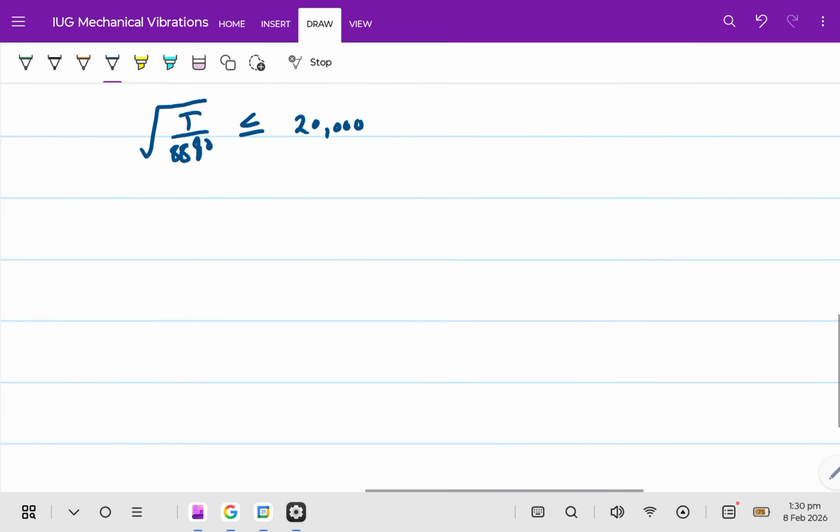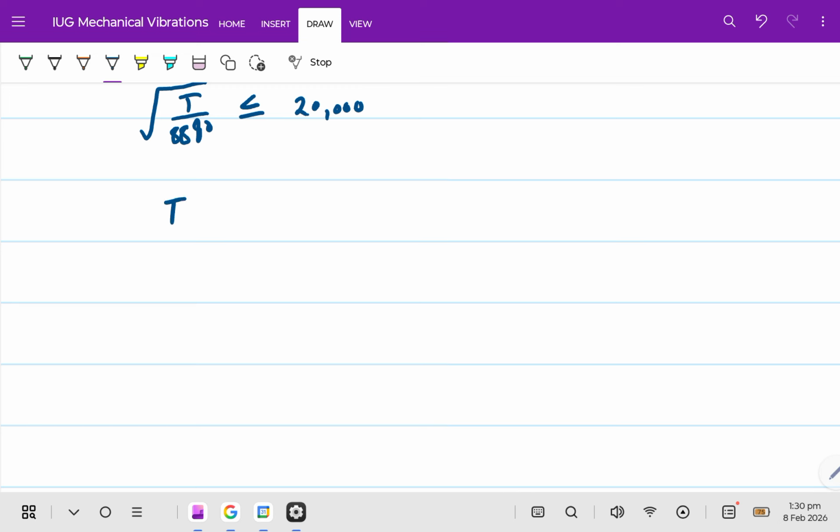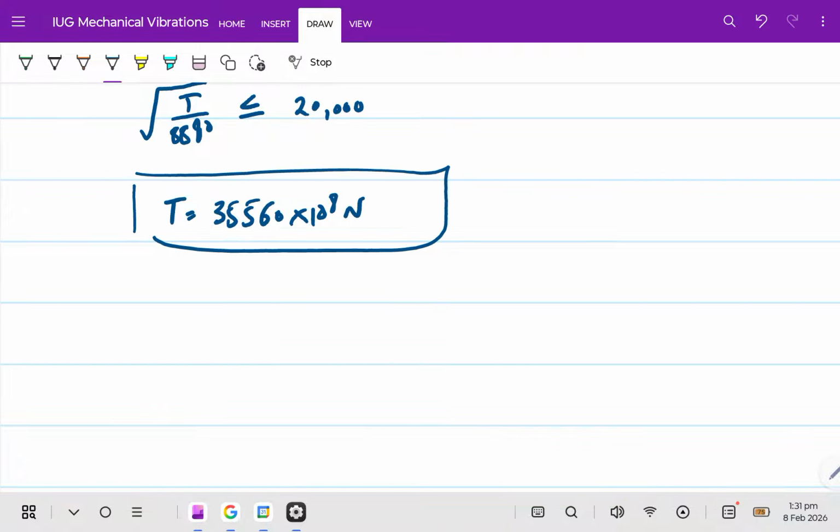Now you can solve it for T. You can just take the square on both sides and then multiply on the other side. So you will end up getting tension equals 35560 into 10 exponent 8 newtons. So that's the maximum tension that you could have at the end of the cable, to make sure that the fourth frequency is less than or equal to 20.